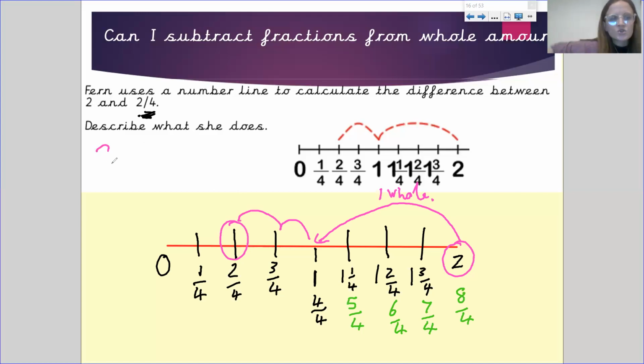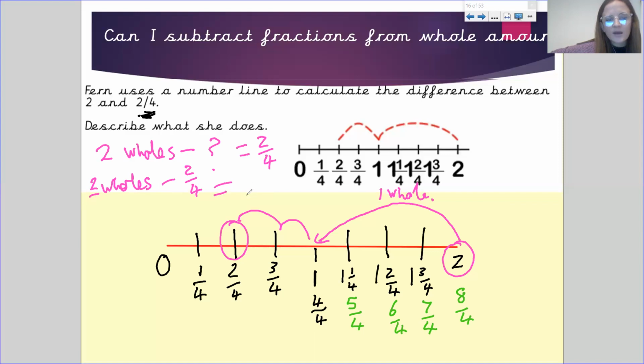So if we had to say 2 wholes, okay, minus something would give us 2 quarters. What we're trying to work out is what that number is. We can also do it like this. So 2 wholes minus 2 quarters will give me an answer, and this answer here will be the same as that answer there. But it can get a little bit confusing because we've got 2 wholes and we're working in quarters.